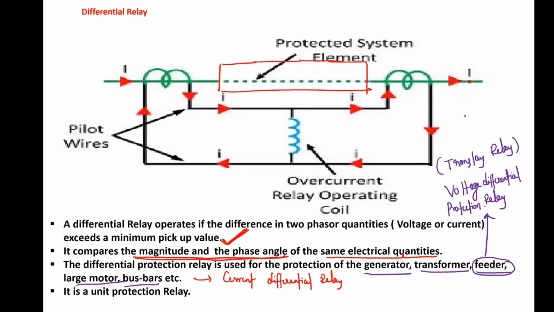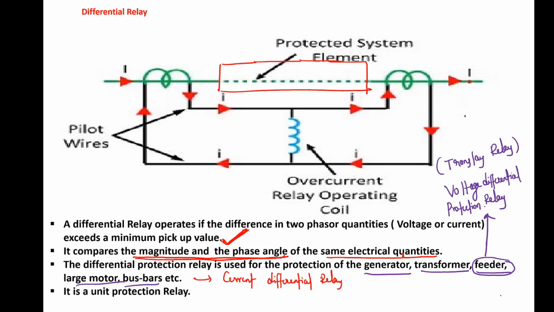Current differential relay is used for protection of generators, transformers, large motors, and bus bars. Feeders are being protected by the voltage differential relay. Understand? And one more point is, this differential relay is a unit protection relay. It will only sense the faults that occur between these two CTs. Here two CTs are being shown in the figure.